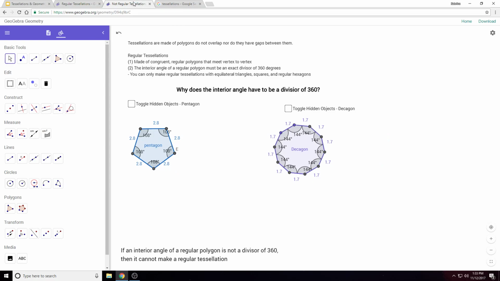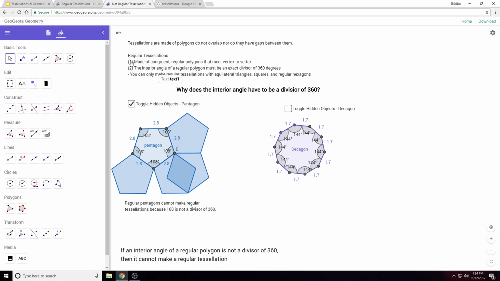So on this worksheet, I copied the definition over to make it easier for us to reference. But I have a pentagon and a decagon. These are both regular polygons. So all of the length measurements are exactly equal, same with the decagon. And all of the interior angles of the pentagon are equal, and the same can be said for the interior angles of the decagon. Let's start with the pentagon first. So I began implementing the first condition by creating regular congruent pentagons that met vertex to vertex with my original one, but you'll find that gaps and overlapping will occur.